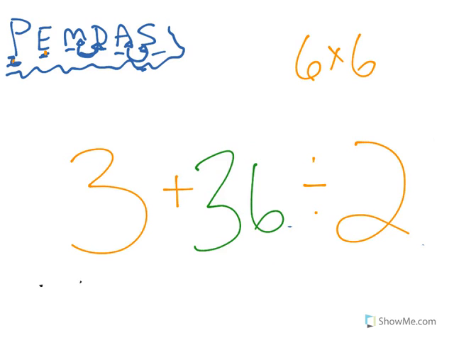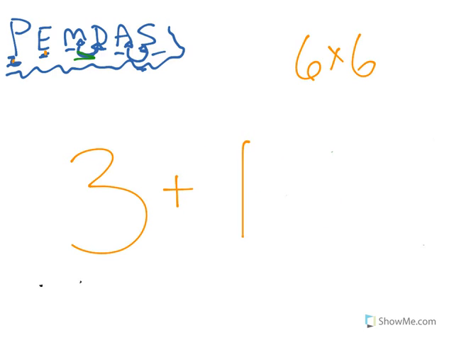Then I'm going to look to the next one. No more exponents. So multiplication or division. There is multiplication or division. There is a division sign right there. So 36 divided by 2. I can do that math problem. I know that is 18. So I'm going to put 18 here, and then all that's left is pluses, so 3 plus 18 equals 21.